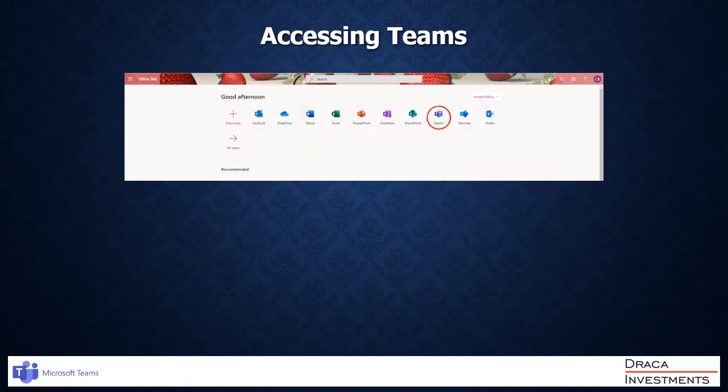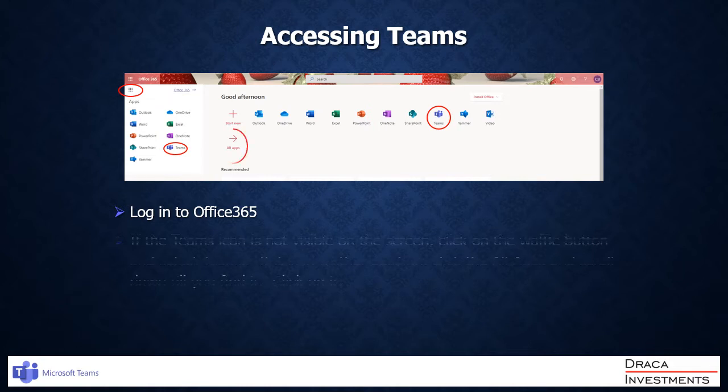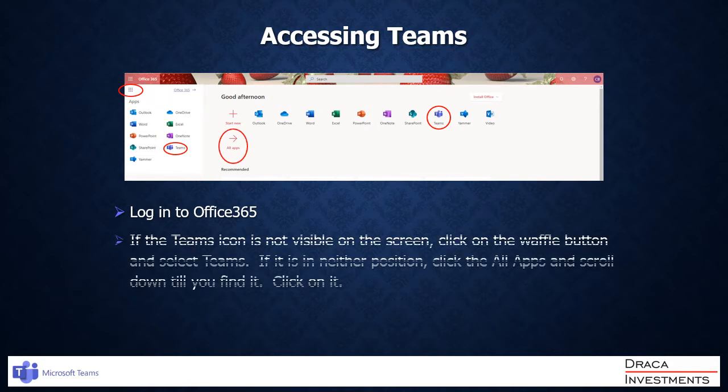Getting into Teams is really easy. Log into your Office 365 account as you would normally do. If the Teams icon is not visible on the screen, click on the waffle button and select Teams. If it is in neither position, click on the All Apps and scroll down till you find it, then click on it.